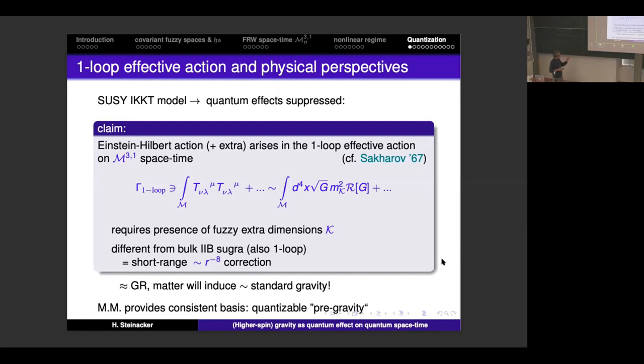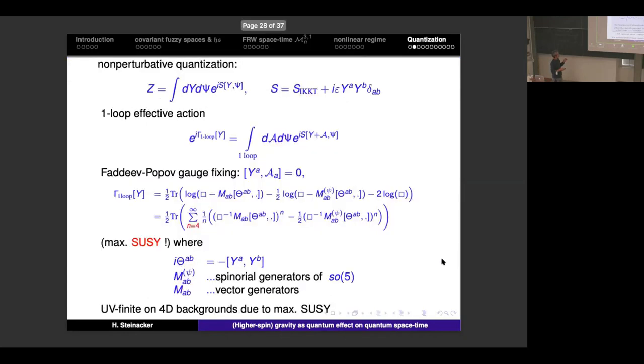Now, I don't have the time to explain the details. Let me very quickly walk you through the steps you need to compute this, because the computation is not easy, but it's doable. The quantization of the matrix model is just that you integrate over all matrices. This is Minkowski signature. You regularize the Minkowski by putting an i epsilon, very much like in Feynman.